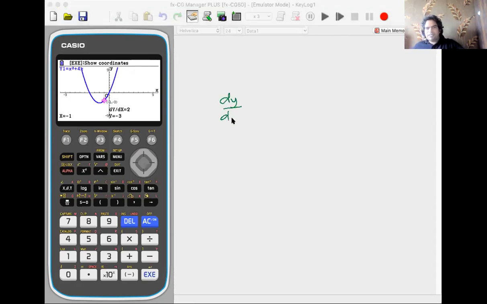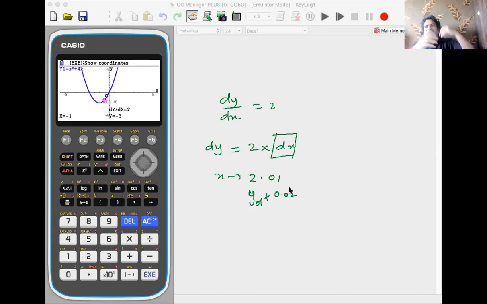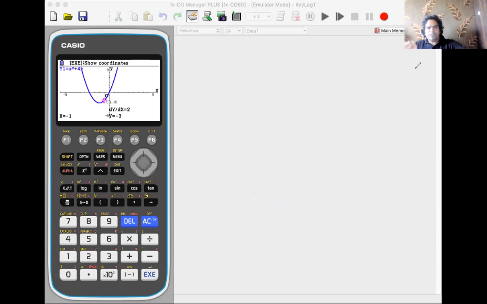If I take dy by dx is 2, if I bring dx here, it will be 2 times dx. If I change the x value by 0.01, y will change by 0.02 at that point. So if I increase x from, let's say, 2 to 2.01, whatever the y value will be, it will be y old plus 0.02. This is the basic concept. We don't need to go in depth at this point.